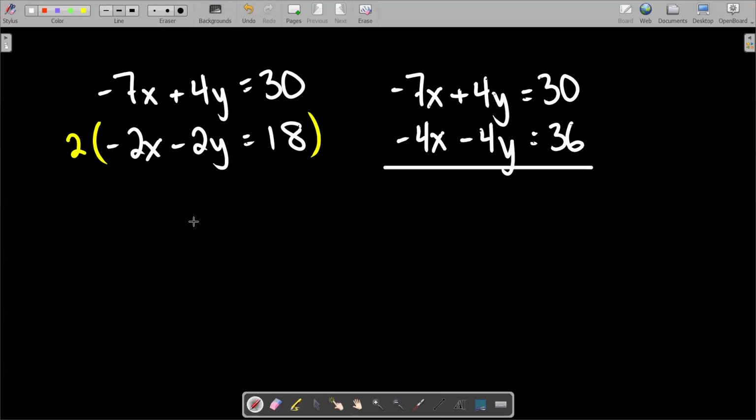Now, again, incoming purple arrows. When I add downwards, how many x's do I get? Negative 11. I get negative 11 x's. When I add down the y's, how many y's do I get? None. Hence what we're doing. And then I'm going to copy down the equal sign. And when I add the constant row, or the constant column, what do I get?